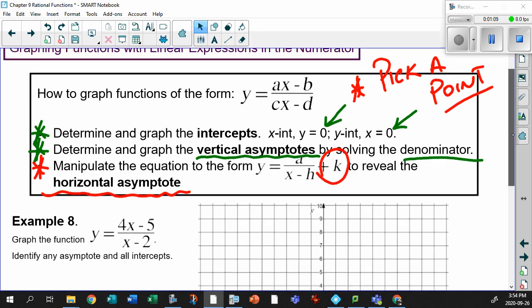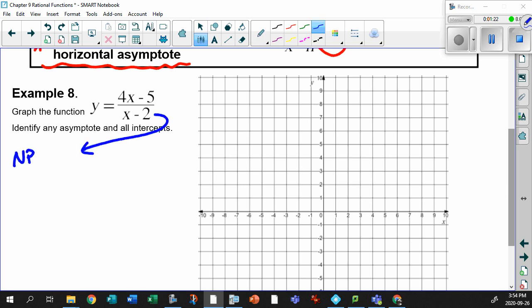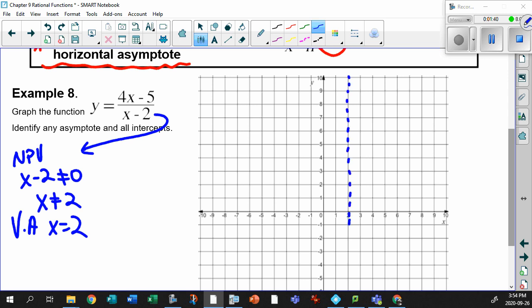Let's go. So here's our question. And it says, first things first, identify all the asymptotes, all the intercepts, let's go. Well, the first thing I'm going to do here is it's pretty obvious. Right here, I'm going to do my NPV. You know and I know that my NPV happens when x minus 2 cannot equal 0. Bring the 2 over, x cannot equal 2. Now I can figure out this is my vertical asymptote by letting it equal 2. Perfect. There's my 2. There's my vertical asymptote.